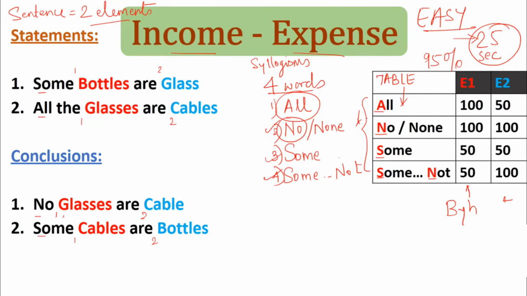I have already told you how to remember the four words. Now I'll tell you how to build the table or how to remember the table. Just write the four words in alphabetical order. It is already in alphabetical order. So you write all, opposite is no, none. Then all is entire, so we have some, that is part of it. And opposite of some is some not. Now there are two elements we have learned: element 1, element 2. Element 1 is in red, element 2 is in blue.